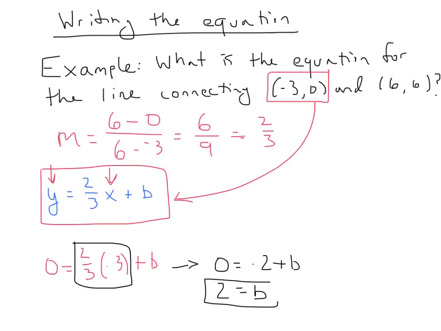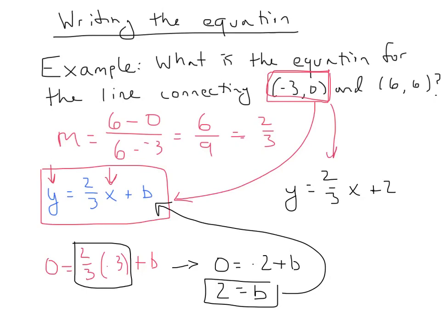And now I can take this and put it right back into this equation, and I will be done. My equation for my line is y equals 2/3 x plus 2. And if I really wanted to check, I could plug this point in for x and y and make sure that my equation is true. And I can plug this point in for x and y and make sure that the equation is true.